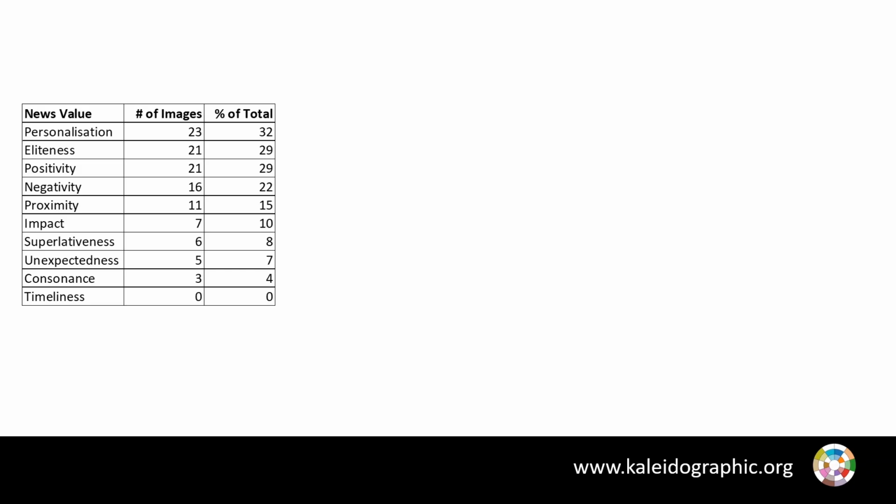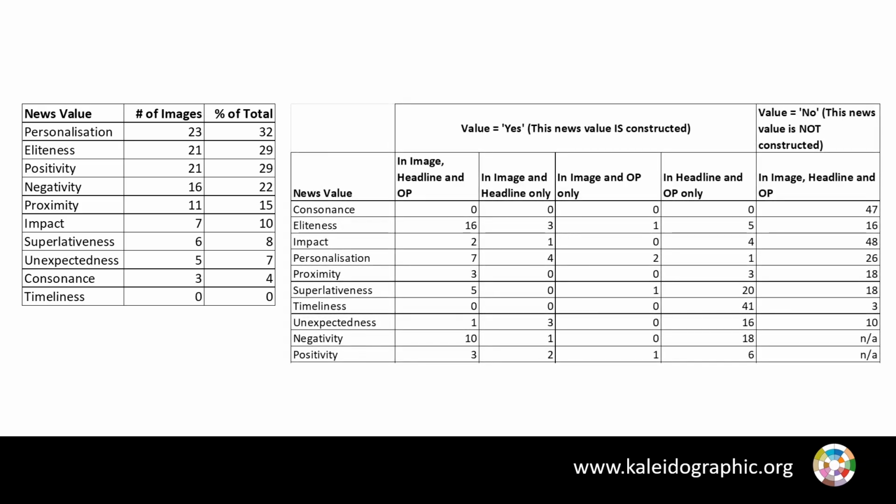And that only tells us part of the story. It only tells us about the photographs in our data set. We could try to represent a more complex understanding of the combination of image, headline, and opening paragraph and the construction of news values, again in a static table, but it gets very complex and very difficult to read. And again, here we are only looking at the construction of each news value individually.